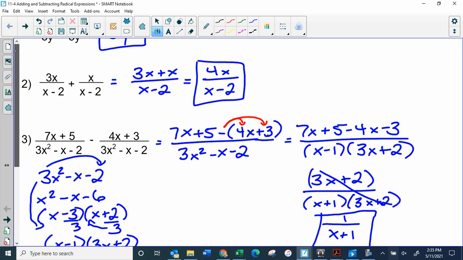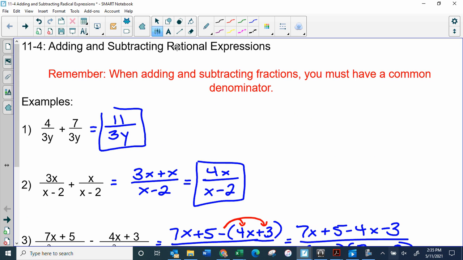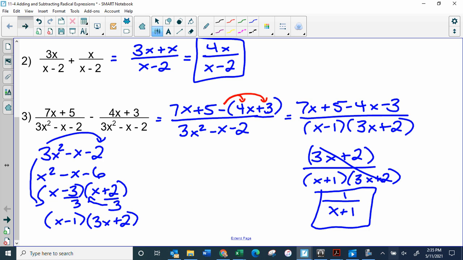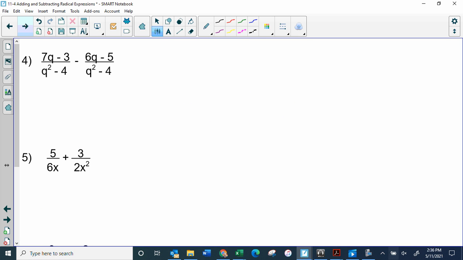And I just noticed that, okay, so this is rational expressions. My file, I named it as radical expressions. It's not radical expressions, it's rational. All right, so let's look at some other examples here.